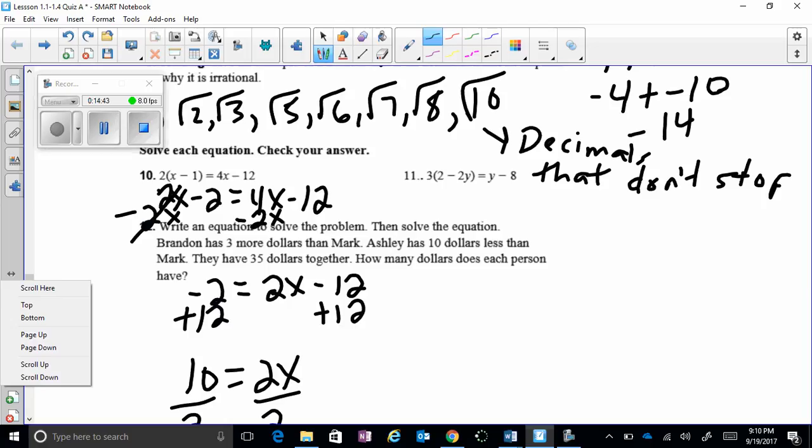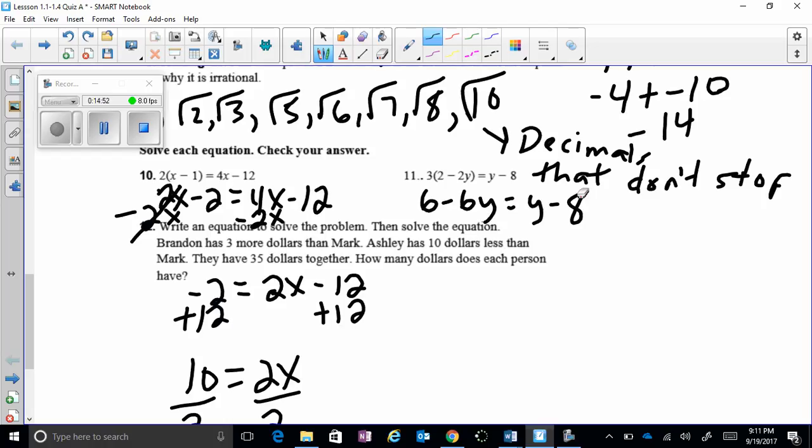I would do the same thing for number 11. I would just simplify by distributing first. You get 6 minus 6y. But again, I have a variable on both sides.